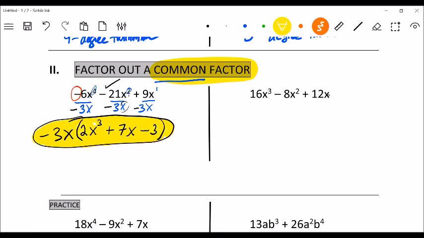So you don't always see the negative that's in front, but now you know what to do if you do have a negative for the first term. You make that negative part of the common factor.